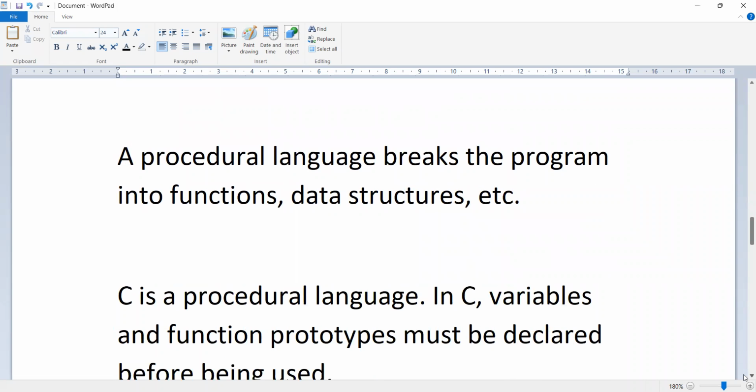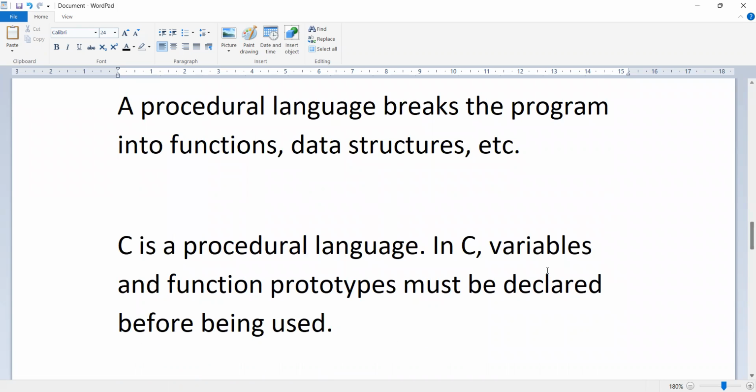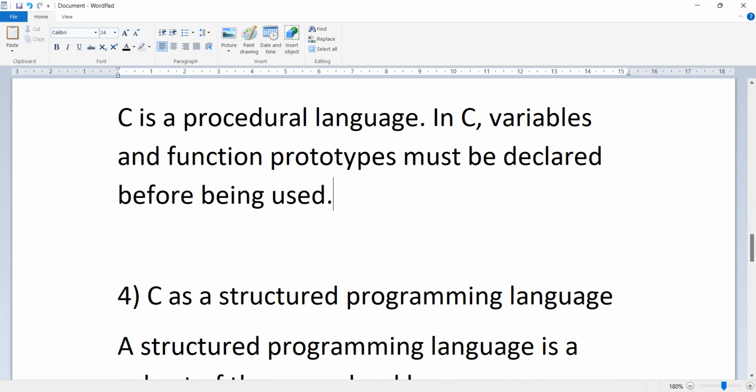A procedural language breaks the program into functions, data structures, etc. C is a procedural language. In C, variables and function prototypes must be declared before being used.